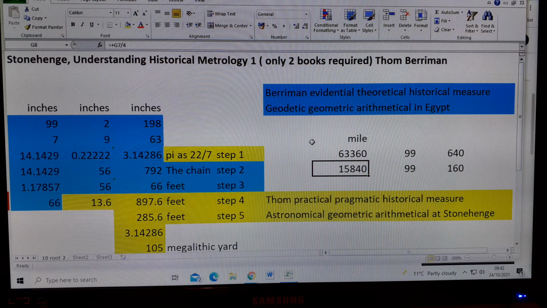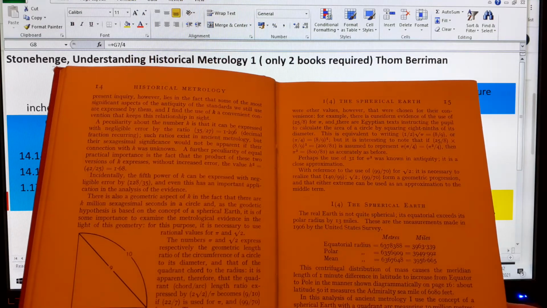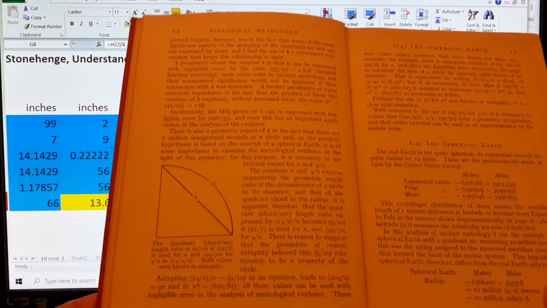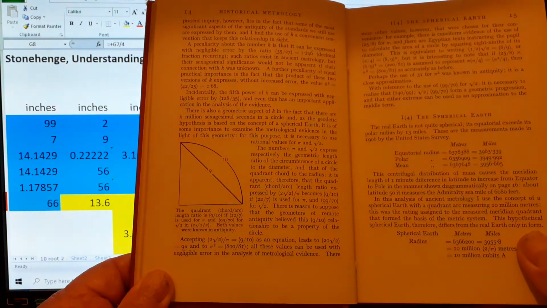And it can be done in 5 easy steps. And there are only 2 books required. And the most important one is this. It's Historical Metrology by Berriman. And the most important chapter, or paragraph even, is this one.